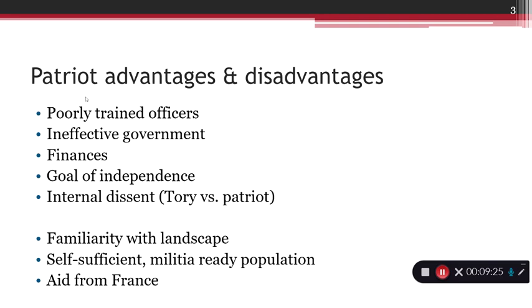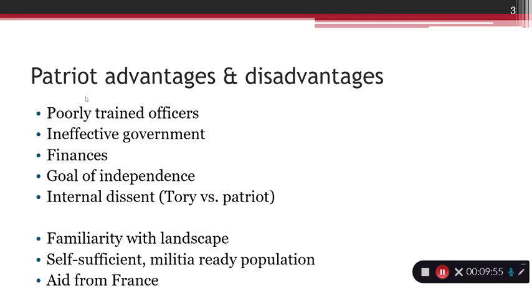The issue of loyalists is going to be a negative for the American cause, right? Whereas an advantage for the British to have loyalists scattered throughout the population, it's a negative for the Americans because these are people who can pass along information. These are people who can disrupt the interior of the American lines. These are people who can do different things to try to cause problems for the Patriot cause.